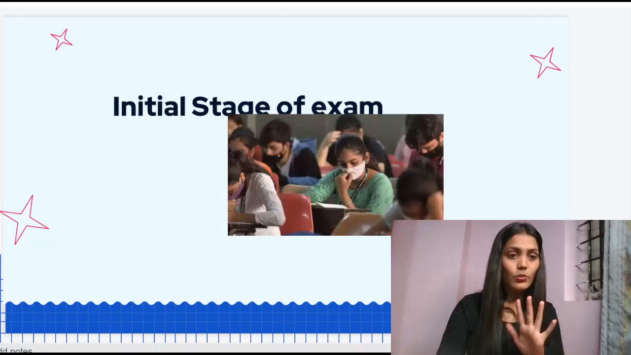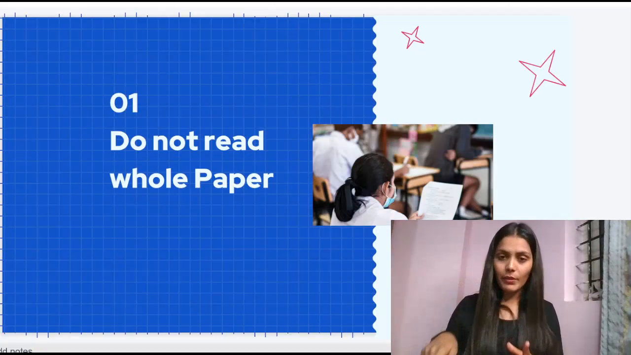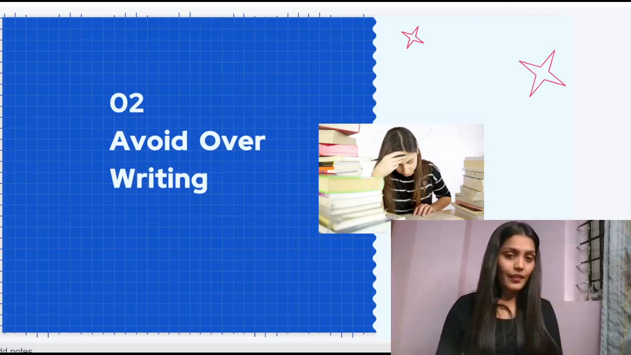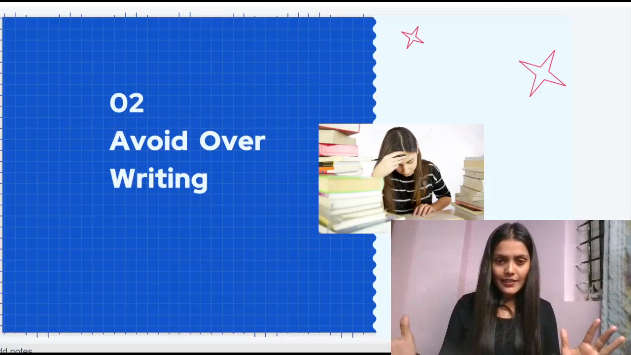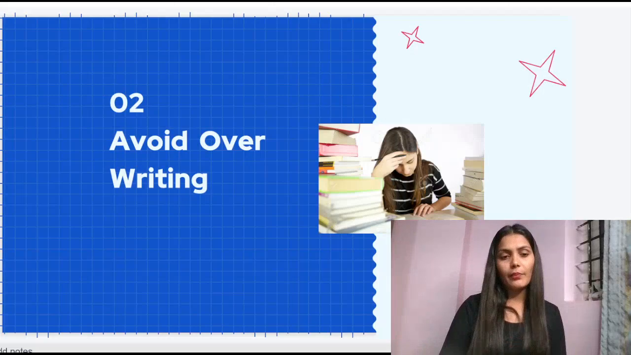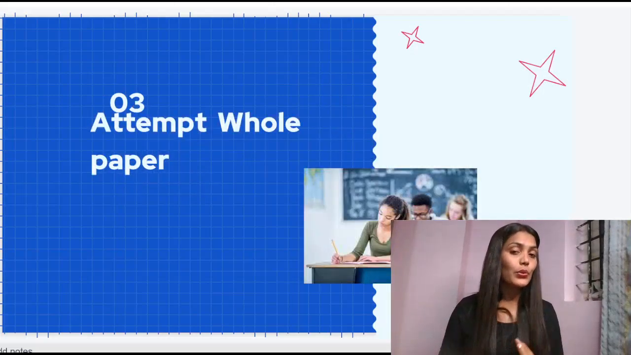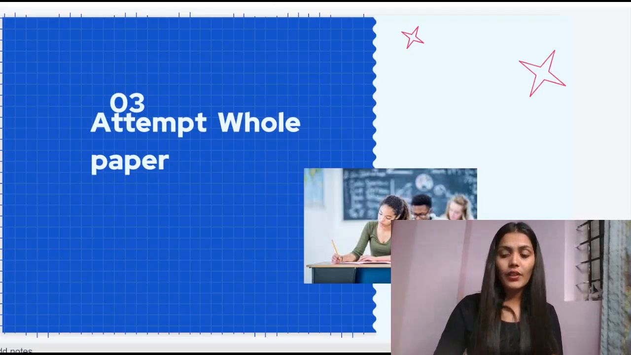So let's summarize what we did here. The very first thing we learned: do not read the whole paper, because it will eventually give you tension in case you don't know any answer. The second one is avoid overwriting lengthy answers; write the answer according to the marks given. And the third one is attempt the whole paper, even if you don't know the answer to a few questions, but please try to write something about it, and definitely you'll get some marks.